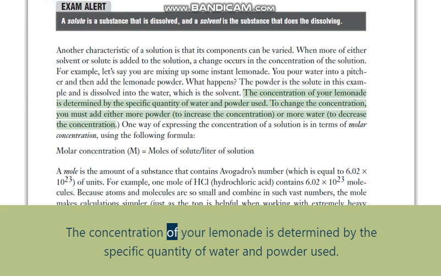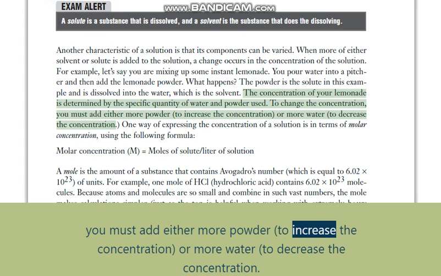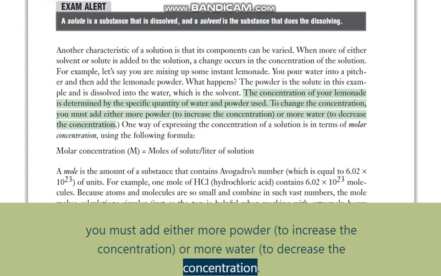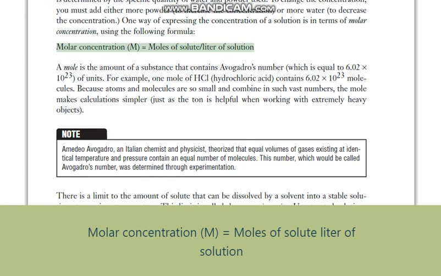The concentration of your lemonade is determined by the specific quantity of water and powder used. To change the concentration, you must add either more powder, to increase the concentration, or more water, to decrease the concentration. One way of expressing the concentration of a solution is in terms of molar concentration, using the following formula: molar concentration, M, equals moles of solute per liter of solution.